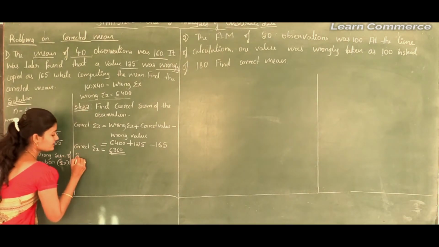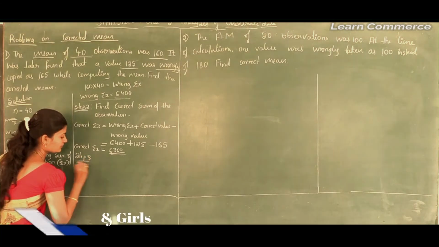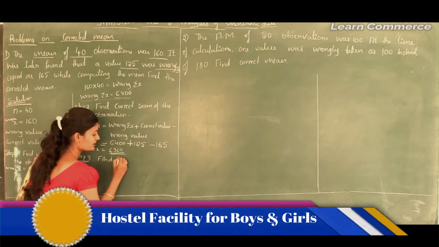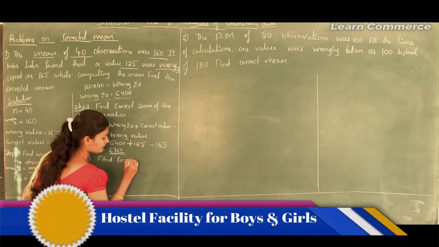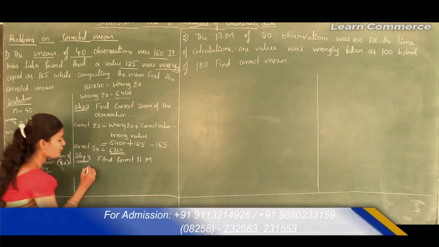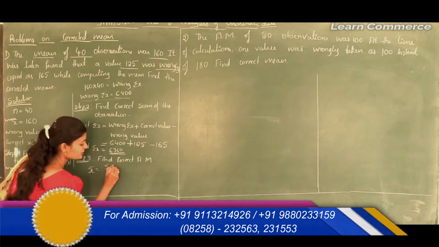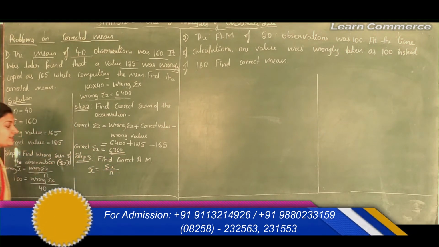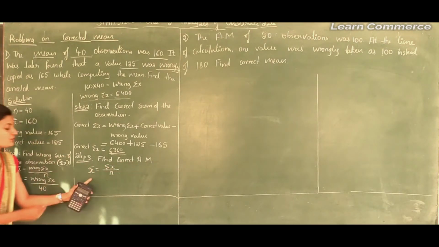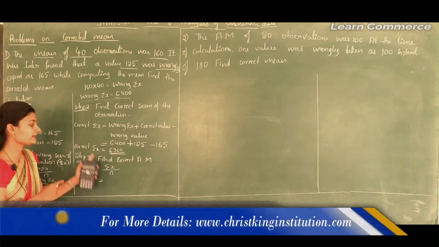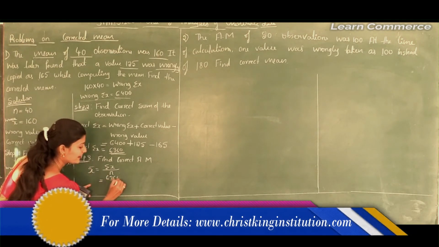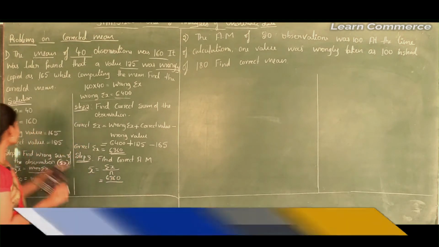Then step 3 is to find the correct arithmetic mean, or correct mean. We know the formula of arithmetic mean: x bar is equal to summation x divided by small letter n. Here we need to find the correct arithmetic mean, as in the question they gave the wrong arithmetic mean. So x bar is equal to correct summation x, which is 6360, divided by small letter n, which is 40.